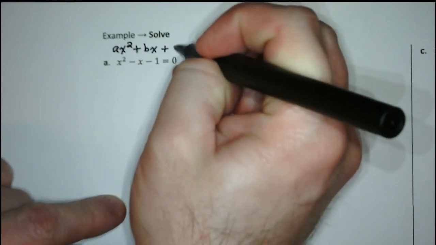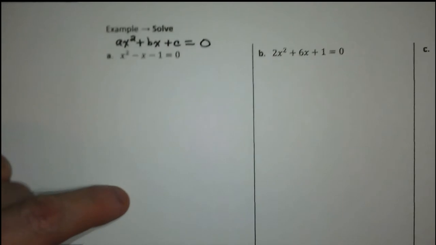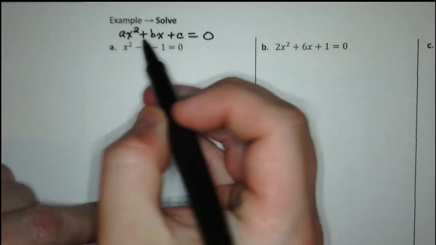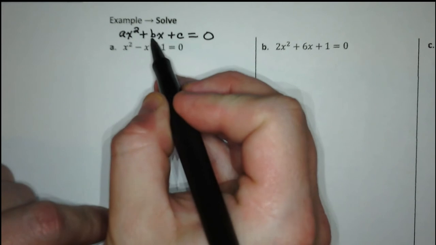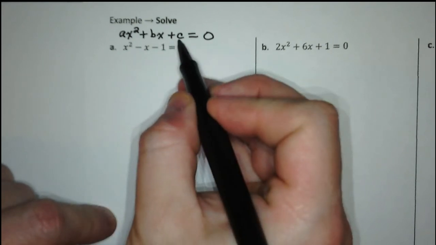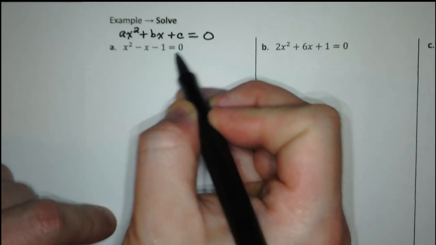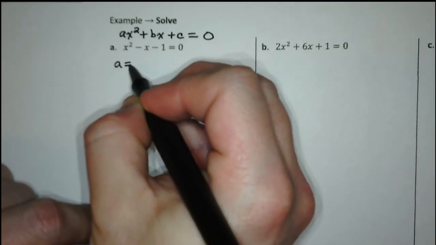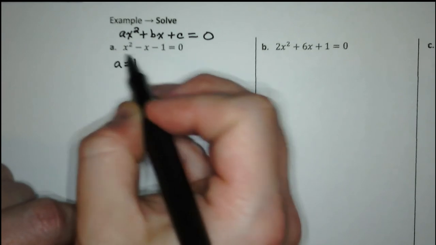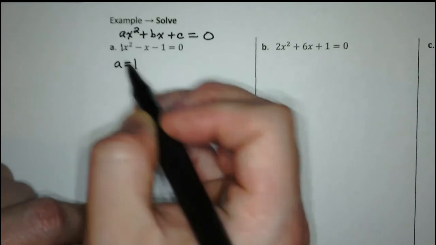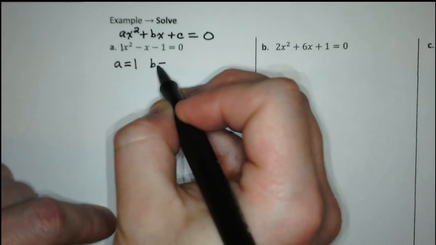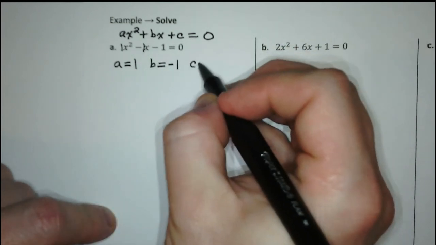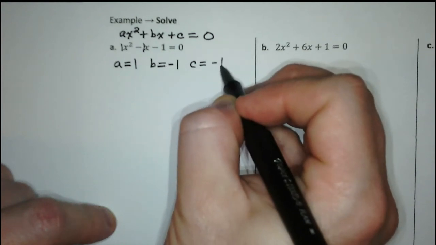If it's not set equal to 0, then you're not going to be able to properly identify what your A, B, and C values are. A is the number in front of the x squared, B is the coefficient in front of the x, and C is that regular constant, and then the other side would have to be 0. So here A would be 1 because 1x squared. B would be -1, and C would also be -1.